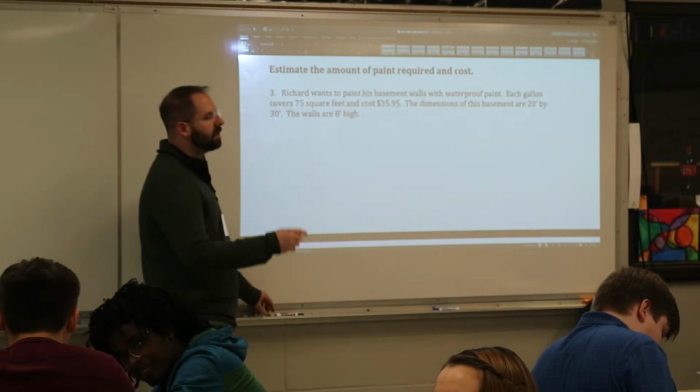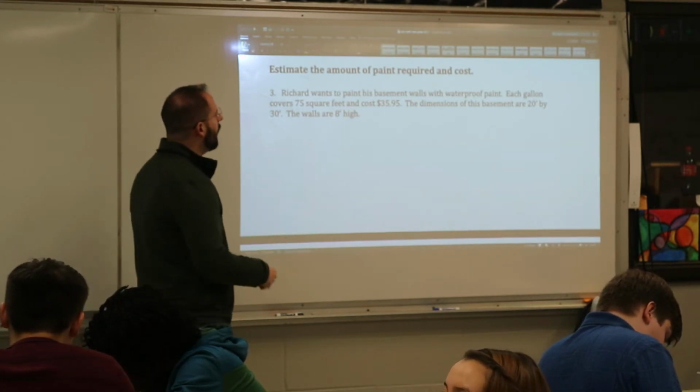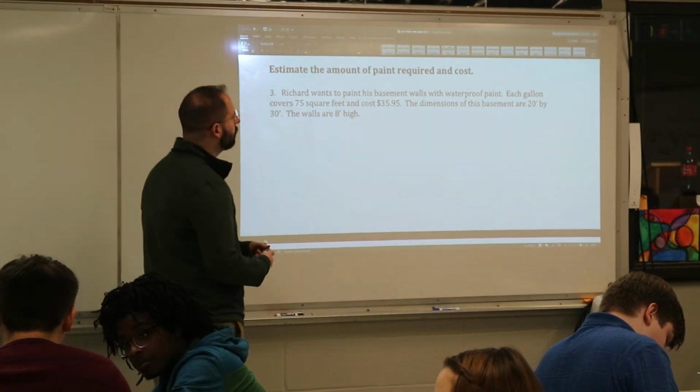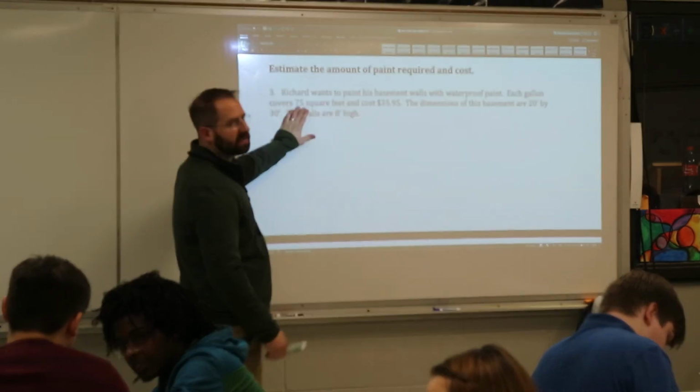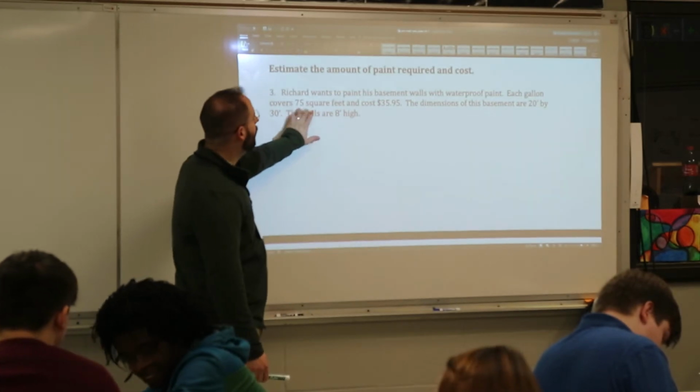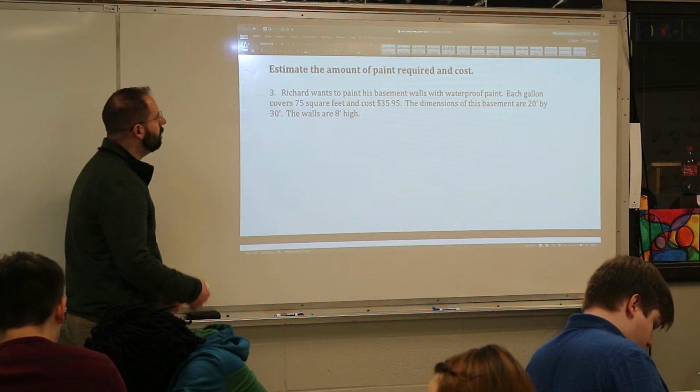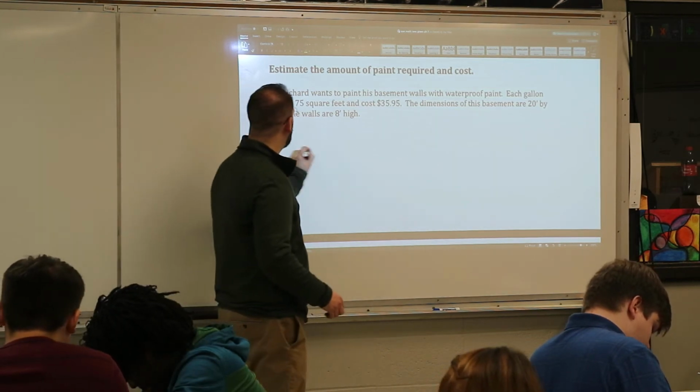I'm trying to paint the entire basement. Okay? I'm painting the walls, not the roof, not the ceiling. It actually says that. We're going to paint the walls with waterproof paint. The paint covers 75 square feet because it's kind of thick. It costs $35 per can of paint that I'm buying, the gallons. Okay? Dimensions of the room are 20 by 30.